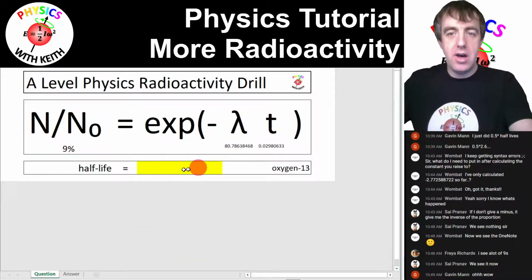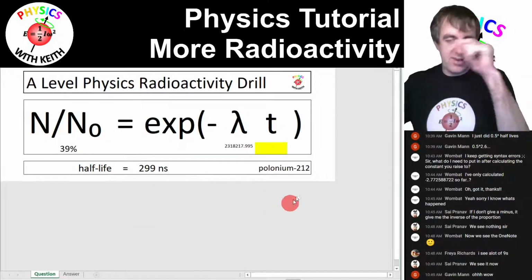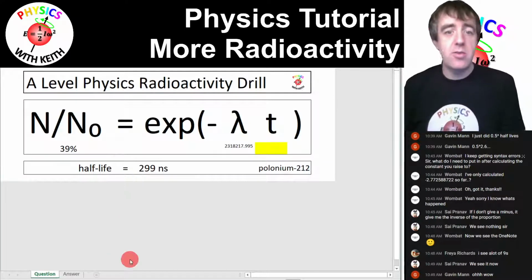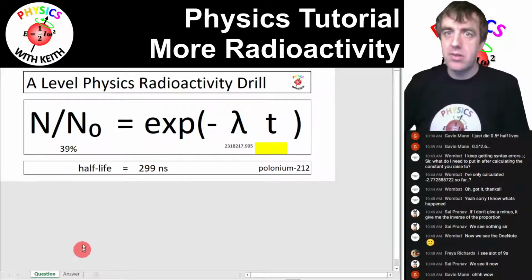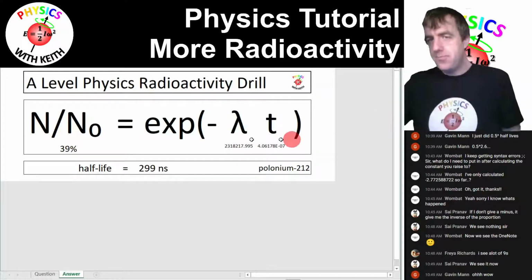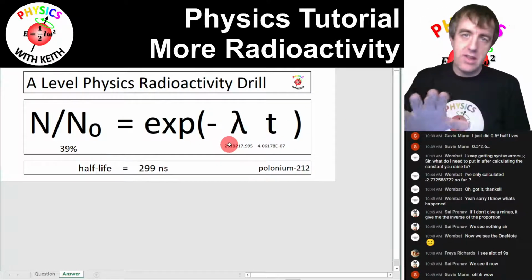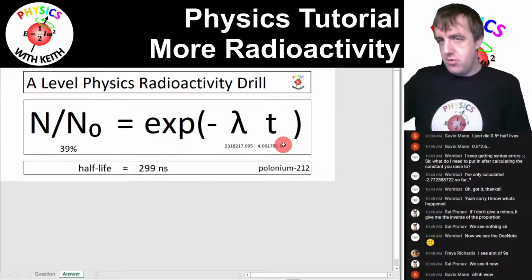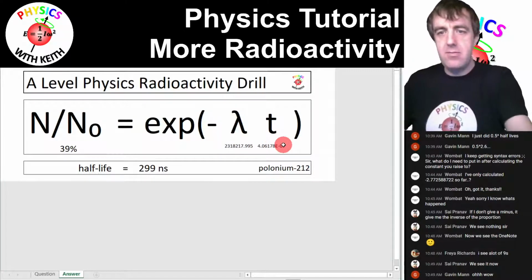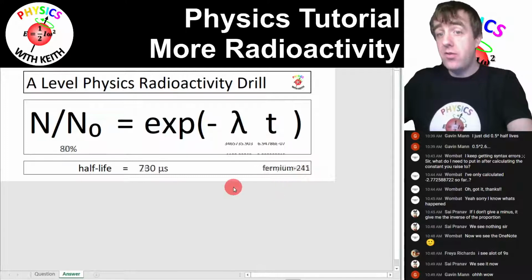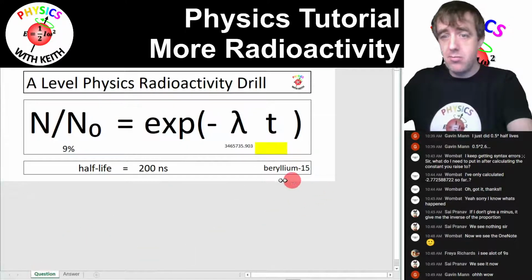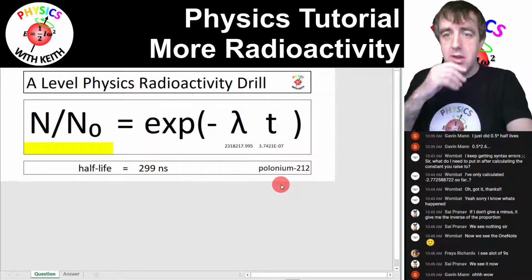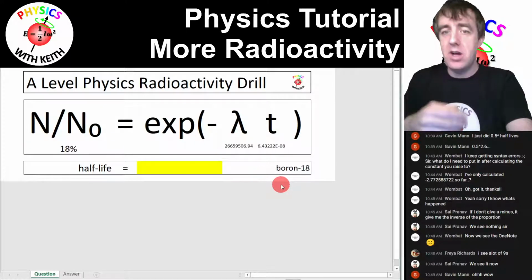Or you can keep the half-life bit there and try to solve it using different methods and see which one you're comfortable with. But you should be able to use all of them, because sometimes you'll get questions that you have to use this equation to solve. And as always, if you click answers, the missing number appears. The unit of lambda in all of these is per second. The unit for time in all of these is the second. And these are actual half-lives for these different particles, like the beryllium-15 nucleus, the fermium-241 nucleus, and so on.